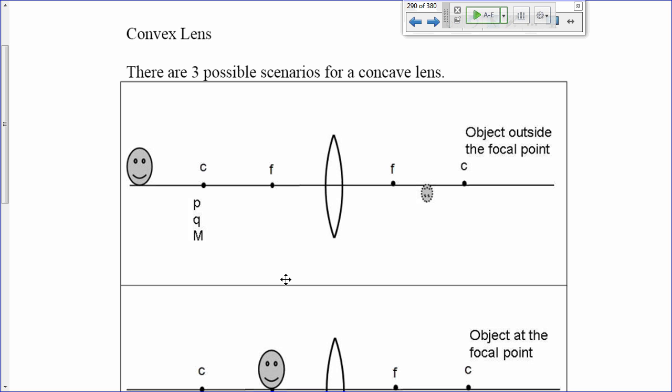I'll provide you with paper if I have you do ray diagrams on the test, but if you have a ruler, you might want to bring one. Actually, I might just bring rulers for y'all, since there's just a handful of you, I can bring some.